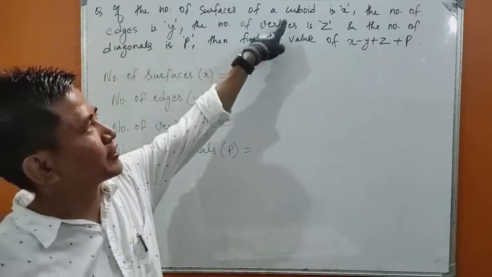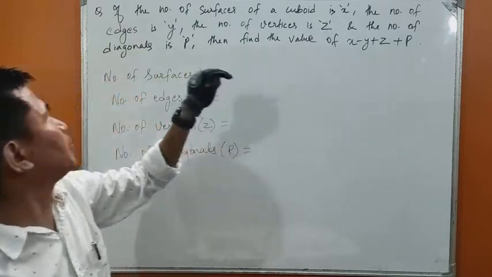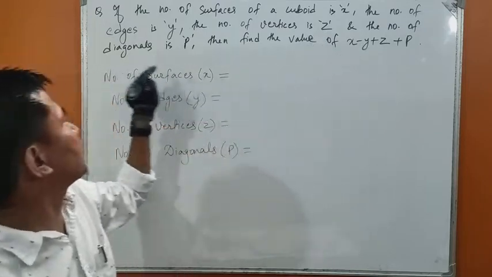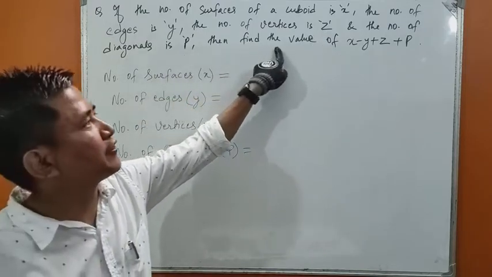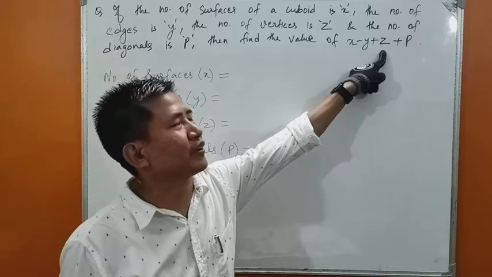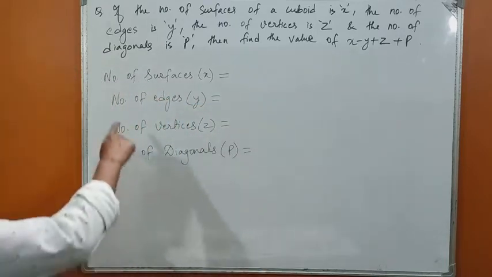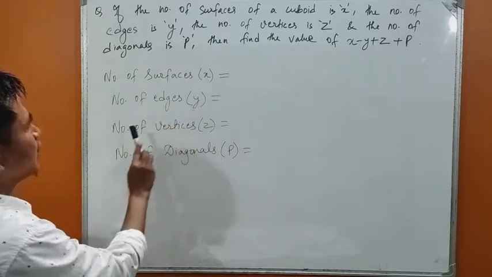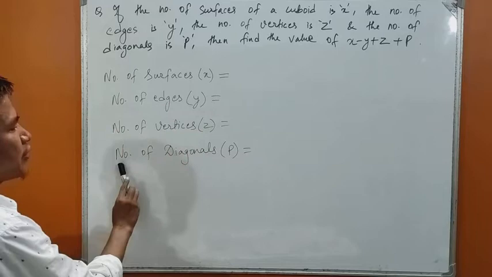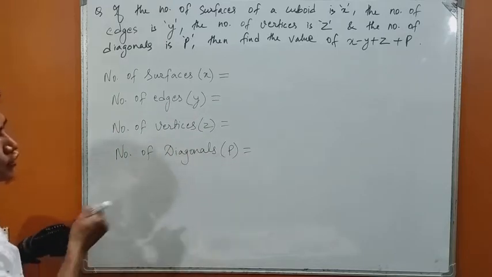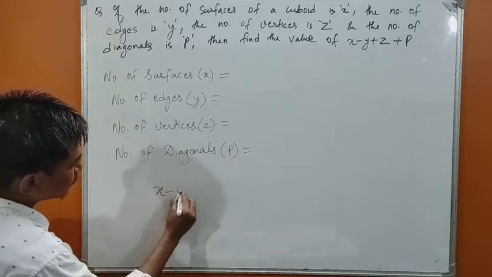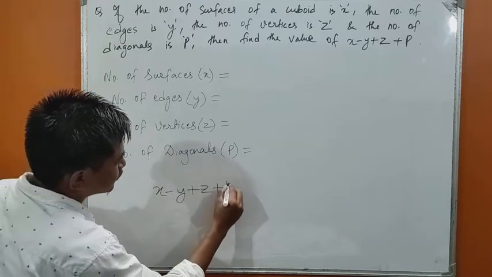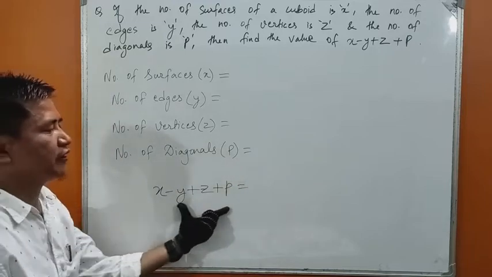If the number of surfaces of a cuboid is x, the number of edges is y, the number of vertices is z, and the number of diagonals is p, then find the value of x minus y plus z plus p. So the number of surfaces is x, the number of edges is y, the number of vertices is z, and the number of diagonals is p. We are asked to find the value of this expression.